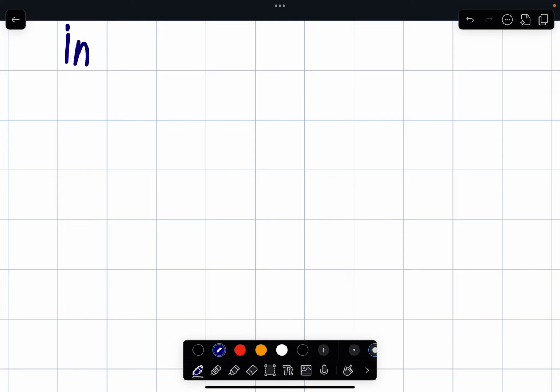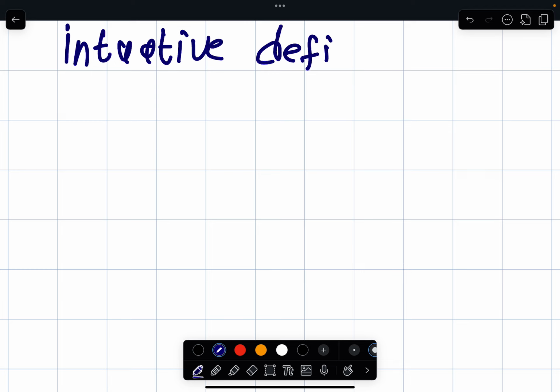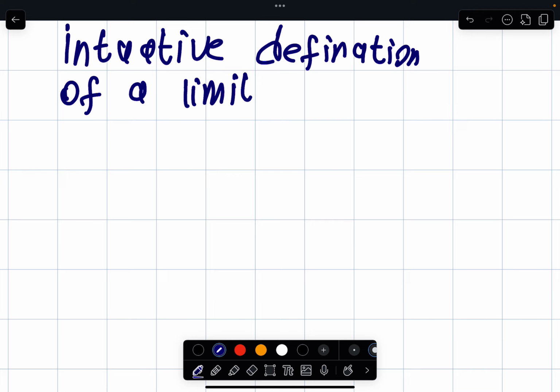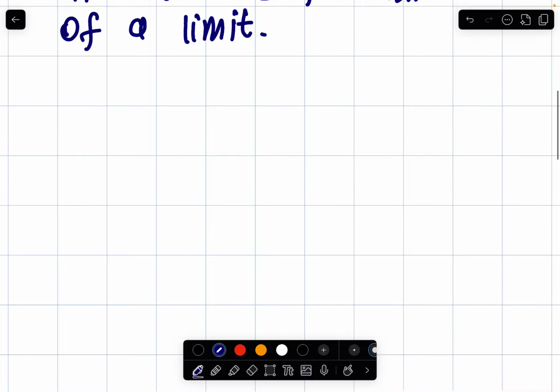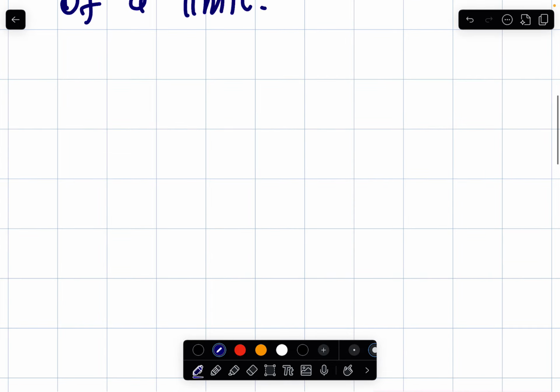We're going to talk about the intuitive definition of a limit. Understand? They will ask you in an exam and say, for 3 marks, use the intuitive definition of a limit to explain this.